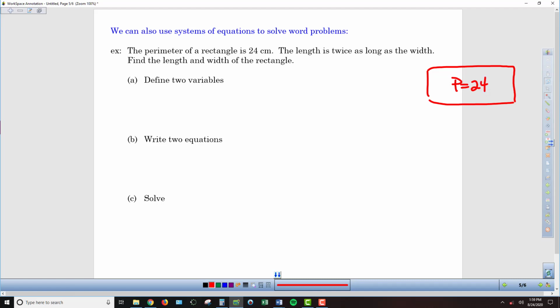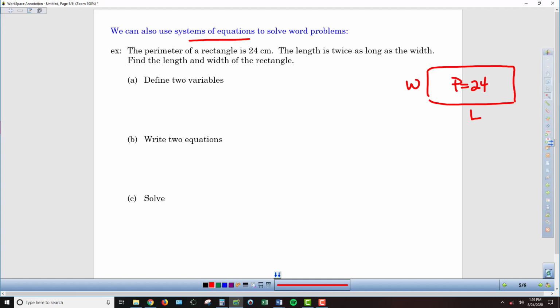And then we're told that the length, so right here we'll say, is twice as long as the width. So we'll deal with that twice as long piece in just a second. And so we eventually want to find the length and width of this rectangle. So in order to solve this problem, we're going to seek to write two equations. We're going to use a system of equations to solve.